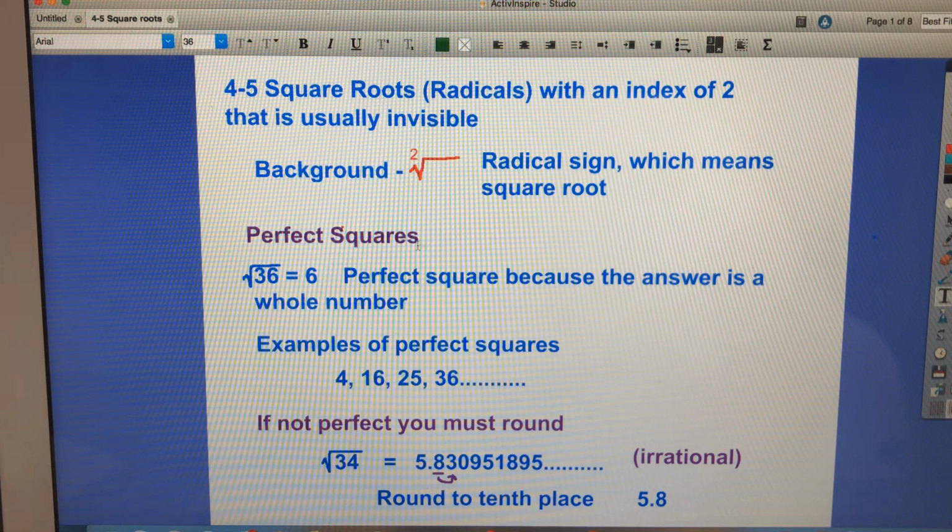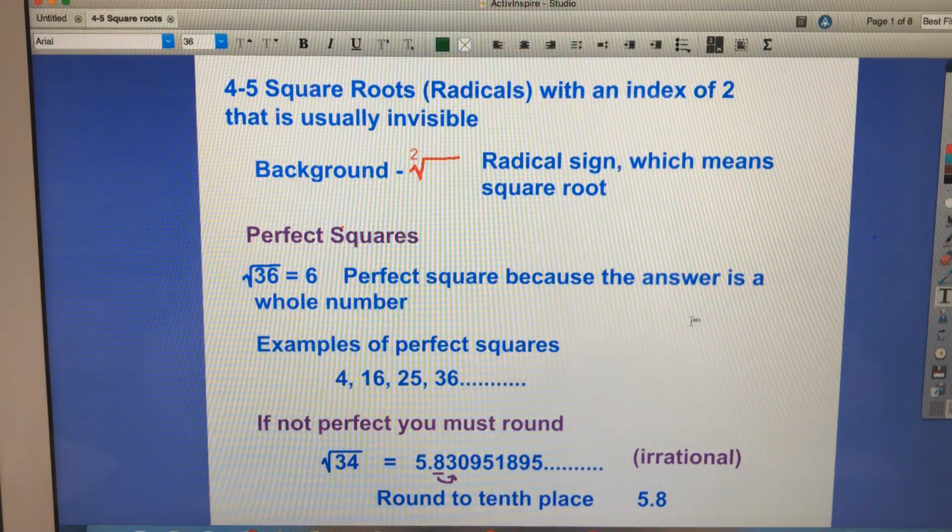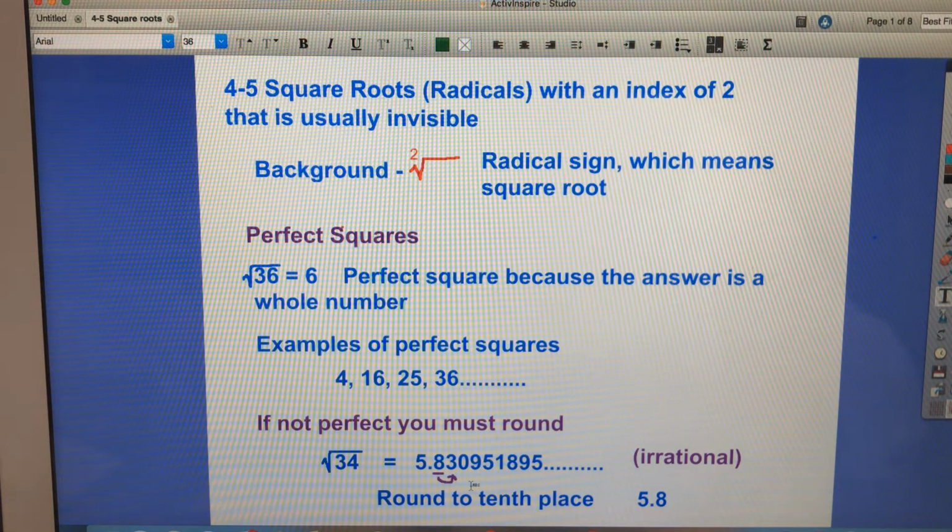We have something called a perfect square. The square root of 36 equals 6. It is a perfect square because the answer is a whole number. Here are some examples of perfect squares: 4, 16, 25, 36. If it's not perfect, then you must round it. And normally and often, these rounded values are irrational.